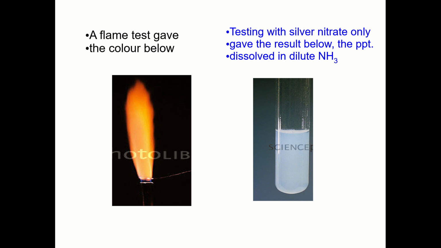Again, have a look at this one. Have a look at what the tests tell us. So we have a flame test here, which is yellowy orange, so that's sodium. And we have our silver nitrate test over here, which gives us a white precipitate. Okay, and that's clearly white, so that must be chloride, so that's sodium chloride.